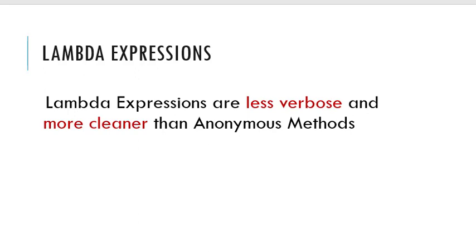Lambda expressions. We have just covered anonymous methods. You can think of lambda expressions as a replacement of anonymous methods. These are less verbose and clearer syntax-wise. Anonymous methods were introduced in C# version 2, whereas lambda expressions were introduced in version 3 of C#. You can easily transform any anonymous method into a lambda expression.